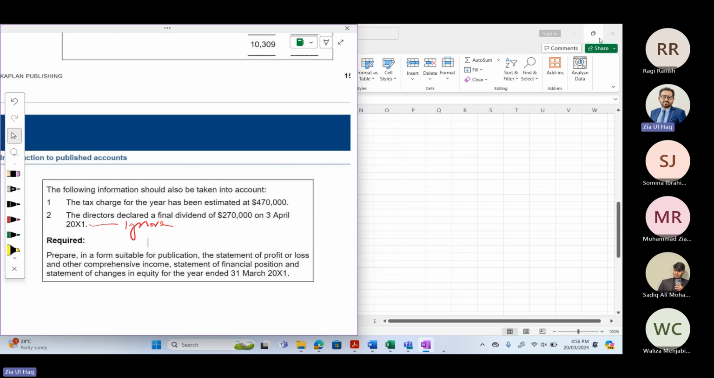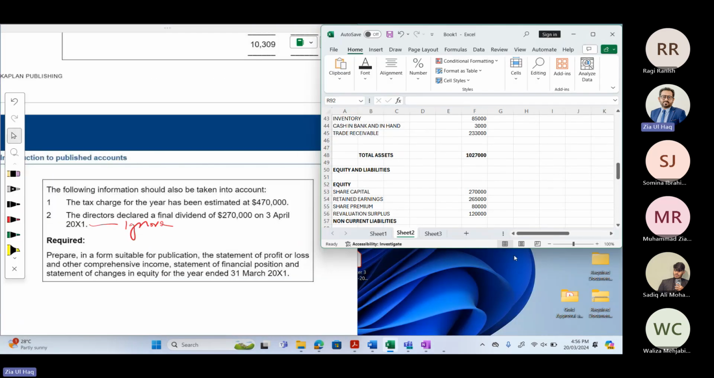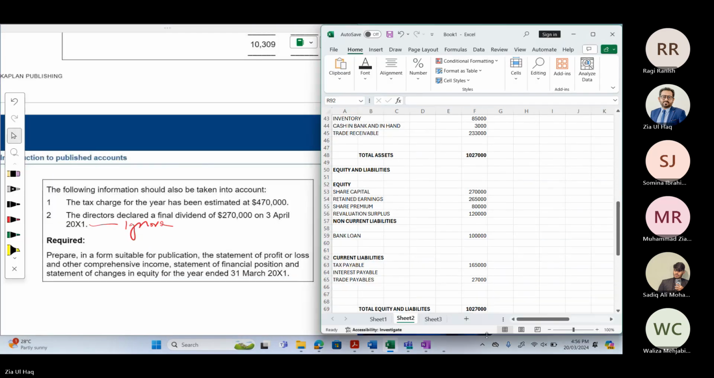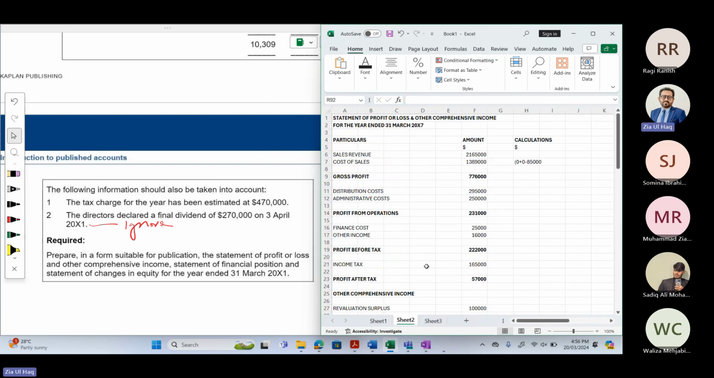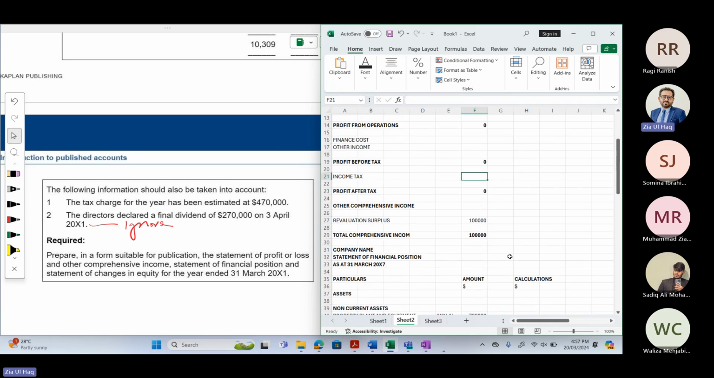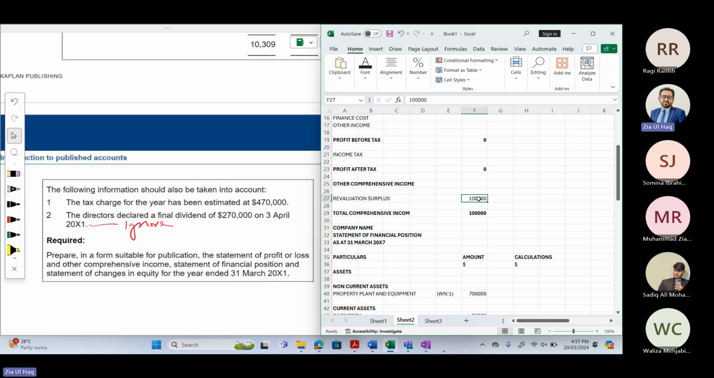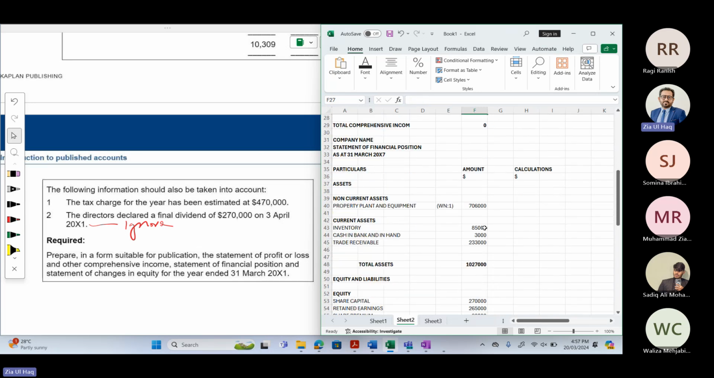Let's move towards preparing financial statements. I'm using the same data or same format. The sales revenue figure is not there. The cost of sale figure is not there. Distribution cost I have deleted. Admin cost I am going to delete. This I am going to delete. And the revaluation surplus, I'm going to delete.